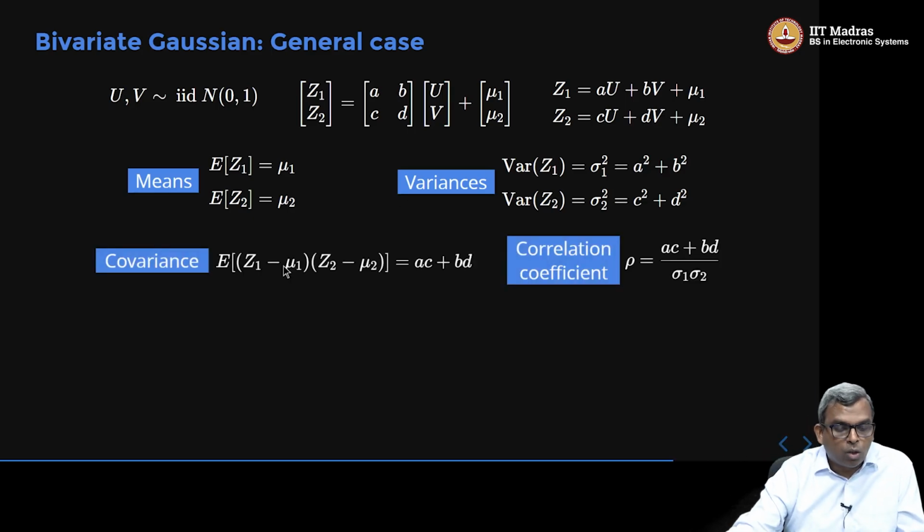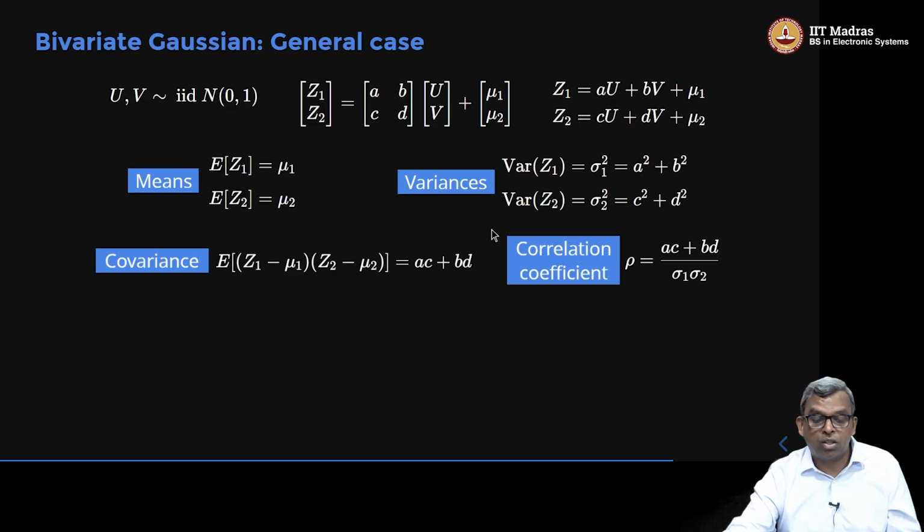What about covariance? Covariance we know is expected value of Z1 minus mu1 times Z2 minus mu2. If you do that, you multiply au plus bv with cu plus dv. So ac will survive, bd will survive, ad and bc will go off to 0. When you multiply these two, you will get ac u squared, and expected value of u squared is 1, so you will get ac. Likewise, you will get bd v squared, and expected value of v squared is 1, so you will get bd. But ad and bc will go off to 0 because you get a uv, and expected value of uv is 0.